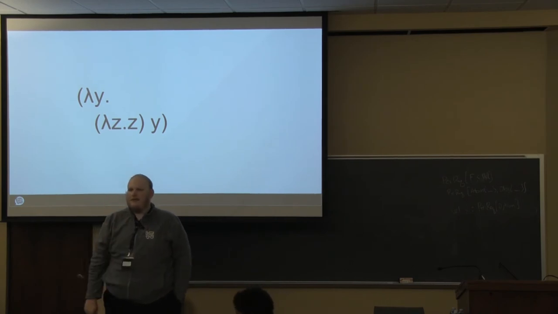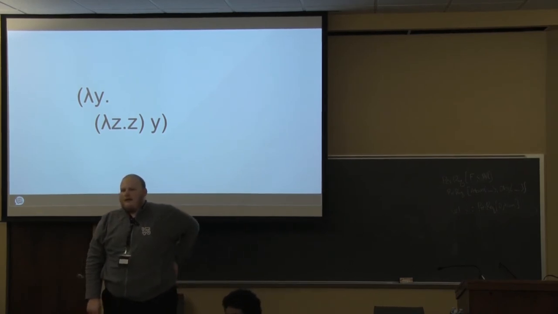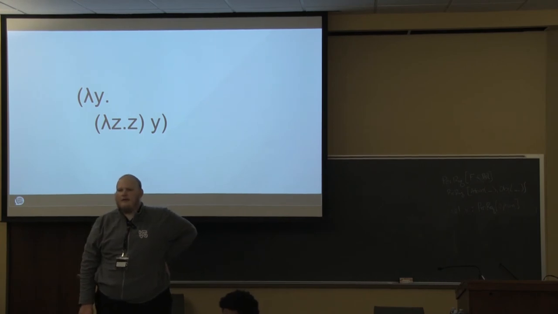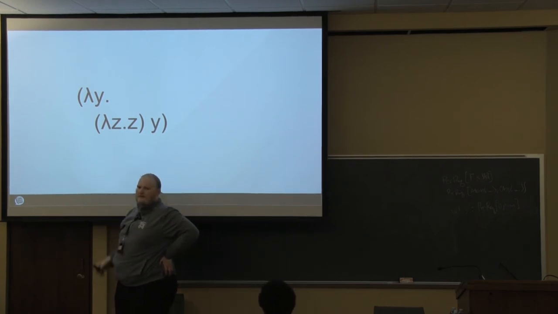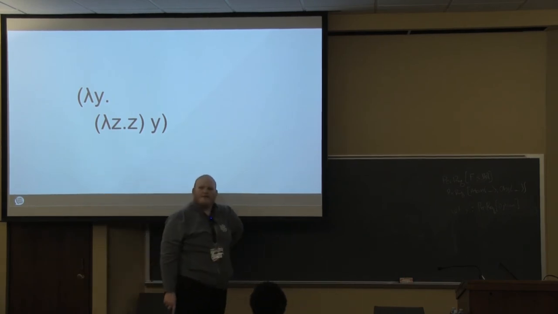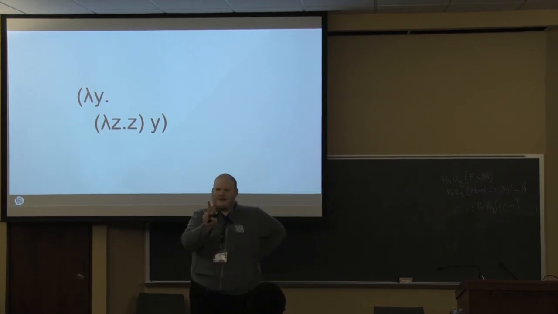I have another question. Shoot. So in this case, is the first argument from lambda y, the lambda z dot z, considered bound? Yes, because this was x. But why is the other one not bound? Because there's no variable. This was a function that took two arguments. We supplied it one. The second one is still hanging.